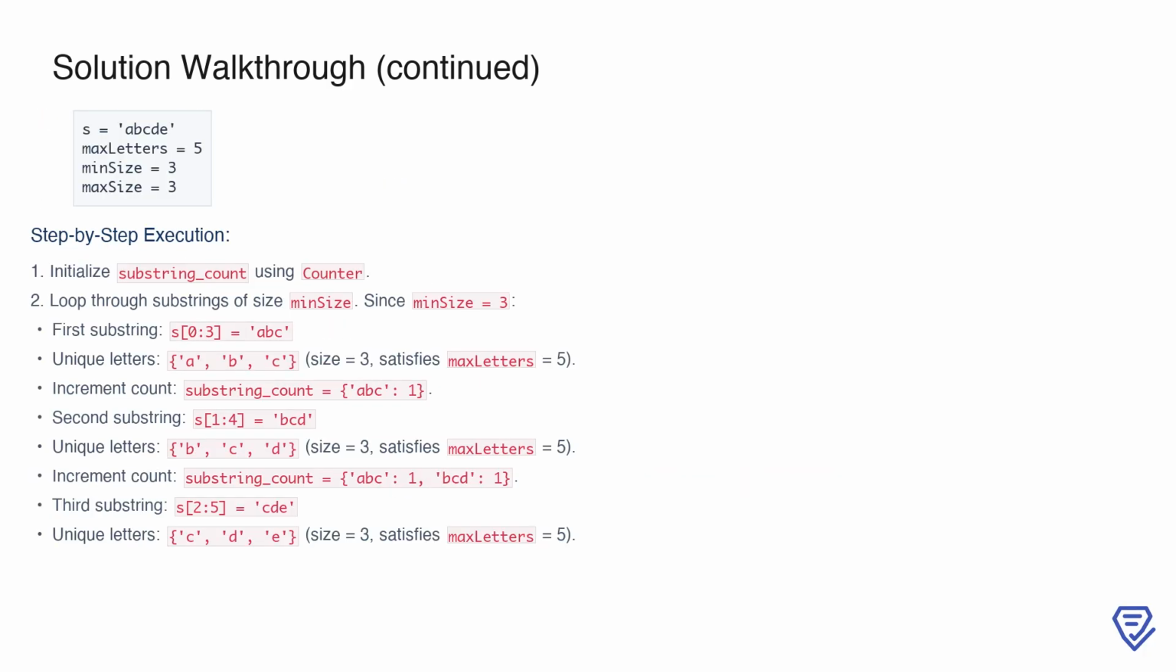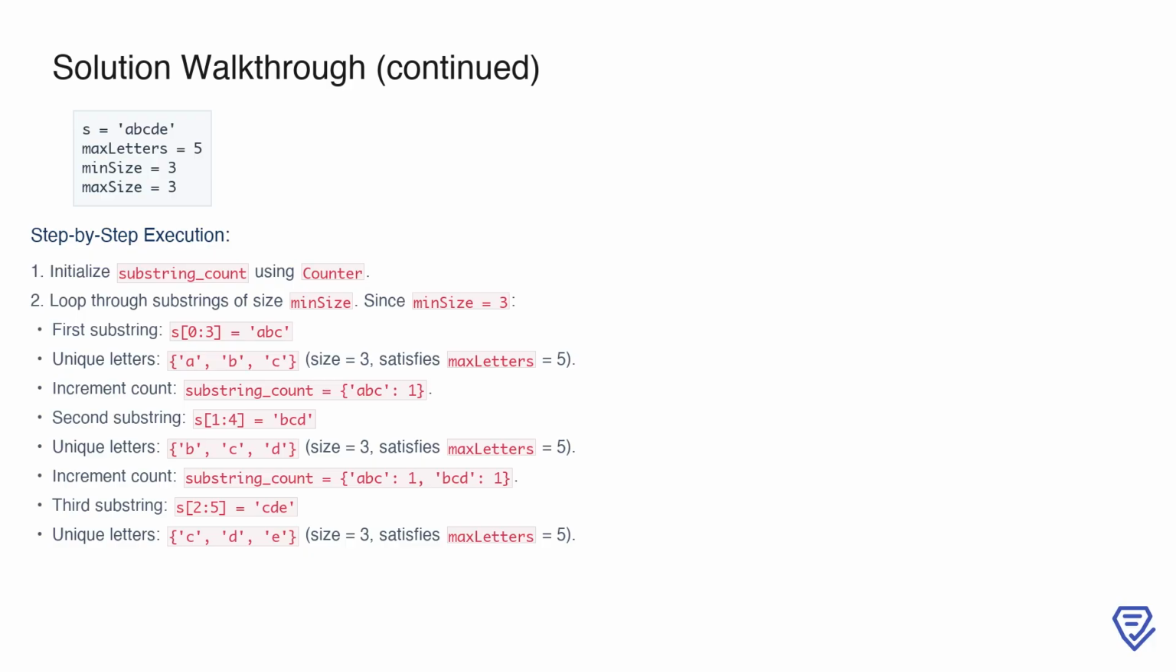Let's move to another example with s equals abcde, maxLetters equals 5, minSize equals 3, and maxSize equals 3. Here, we are analyzing substrings of length minSize equals 3. First, we initialize substring_count as a Counter. The first substring, s[0:3] equals abc, contains 3 unique letters, a, b, and c, which satisfy the condition maxLetters equals 5. We increment its count in substring_count, resulting in abc:1. Next, we examine s[1:4] equals bcd, which contains the unique letters b, c, and d.